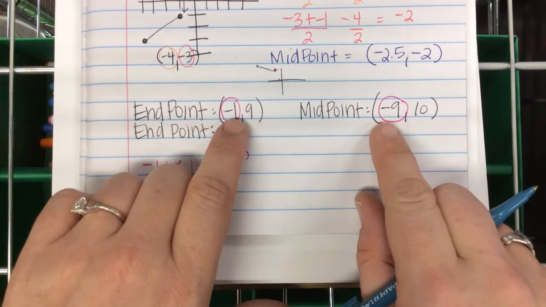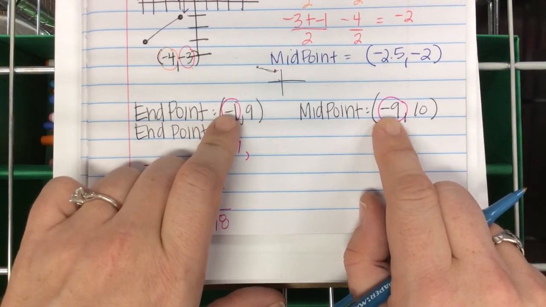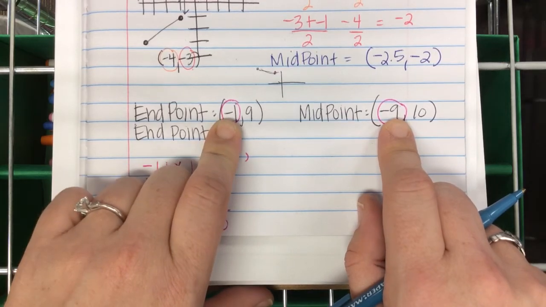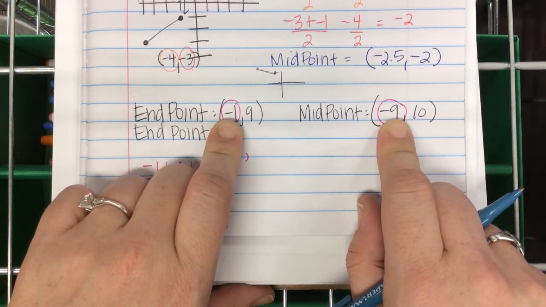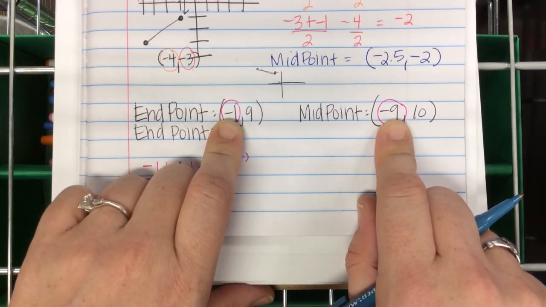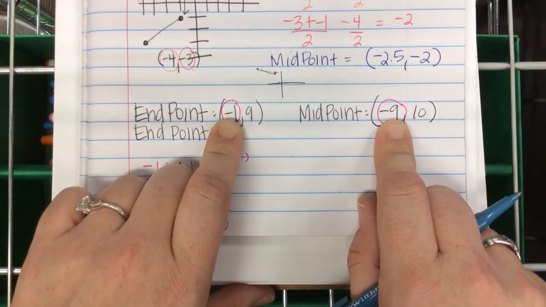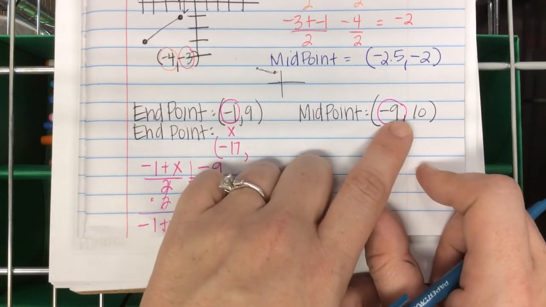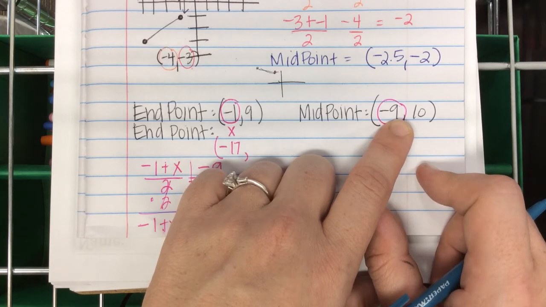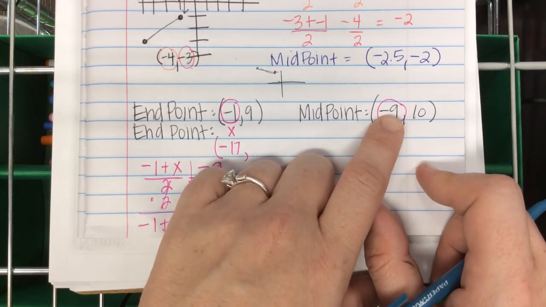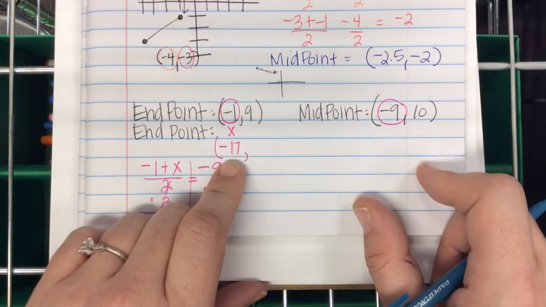If you find the difference from negative 1 to negative 9, what did you do? Subtracted 8, right? It got 8 smaller. So what's 8 smaller than negative 9? What's negative 9 minus 8? Negative 17.